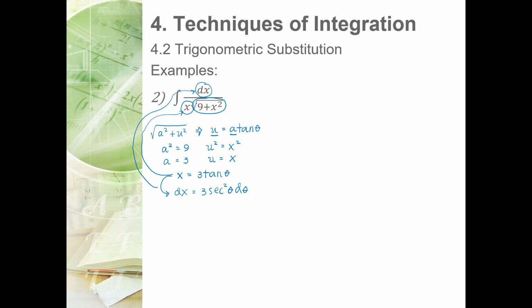Okay, so what's left for us to determine is the substitute value for your 9 plus x squared. Again, before we write the right triangle, let's isolate first the trigonometric function. So that will be tangent theta is equal to x all over 3. Again, as per definition, tangent is opposite of the angle all over the adjacent of the angle. So opposite all over the adjacent side.